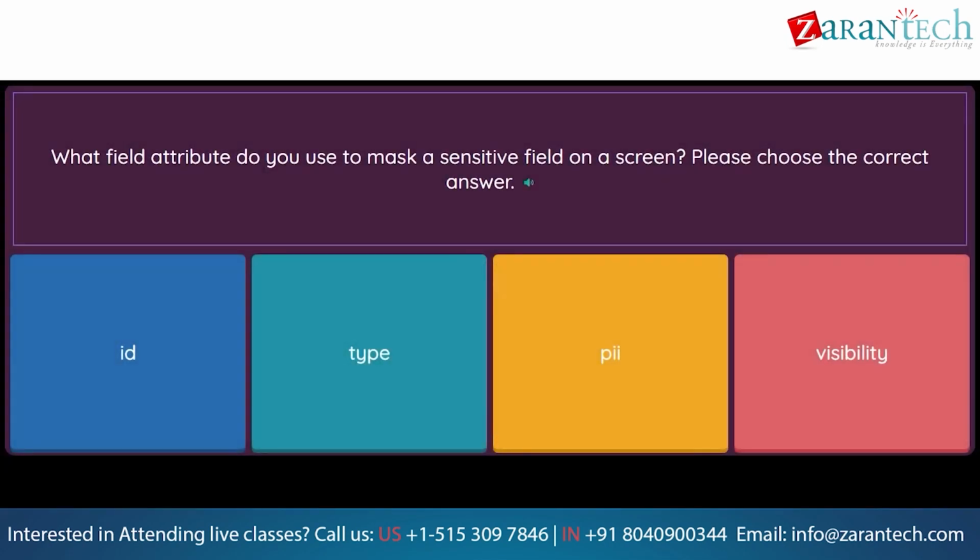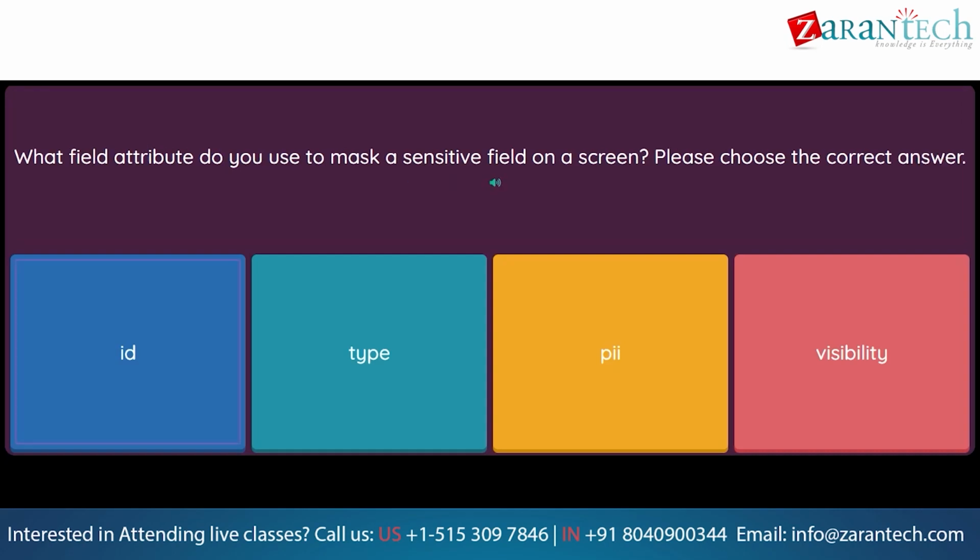Question: what field attribute do you use to mask a sensitive field on a screen? Please choose the correct answer. Option 1 ID. Option 2 type. Option 3 PI. Option 4 visibility.